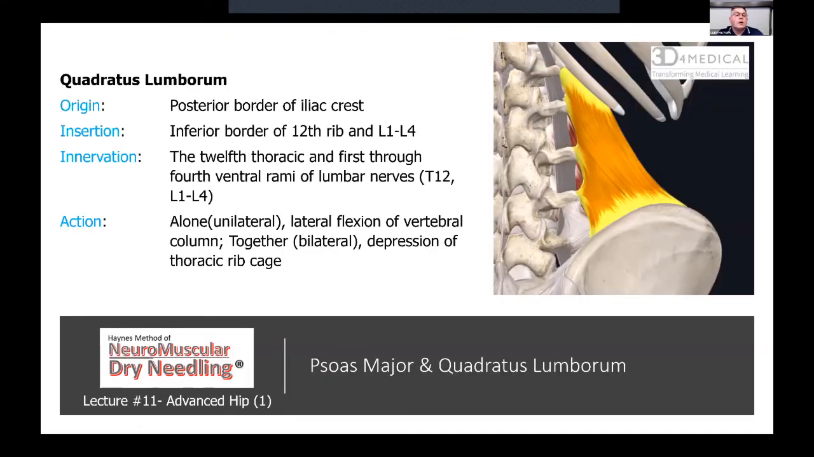Okay, so since we're here, QL origin, the posterior border of the iliac crest. So right here, it inserts into the inferior border of the 12th rib, and then L1, 2, 3, and 4. It's innervated by the 12th thoracic and the 1st to the 4th ventral rami of the lumbar nerves, and alone it laterally flexes the vertebral column together to cause the depression of the thoracic rib cage. One thing of note, and we'll see this in a moment.